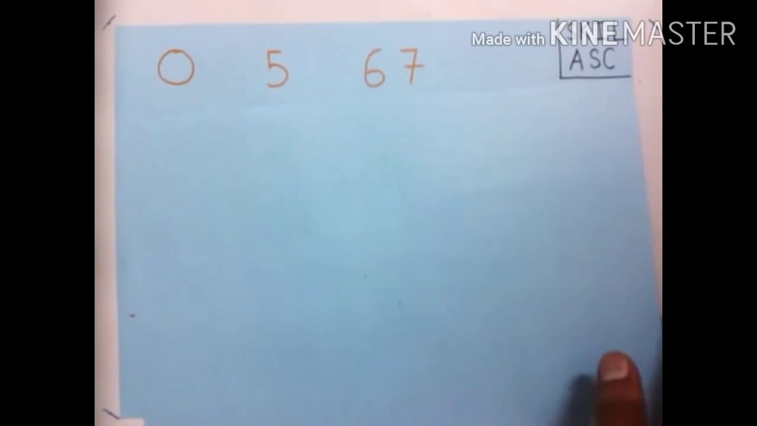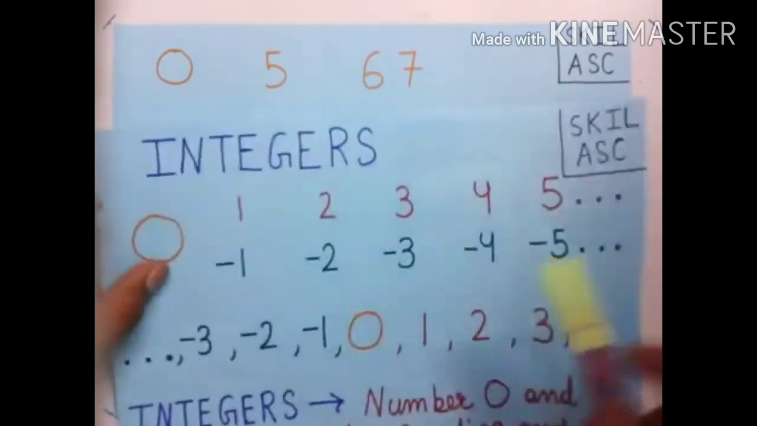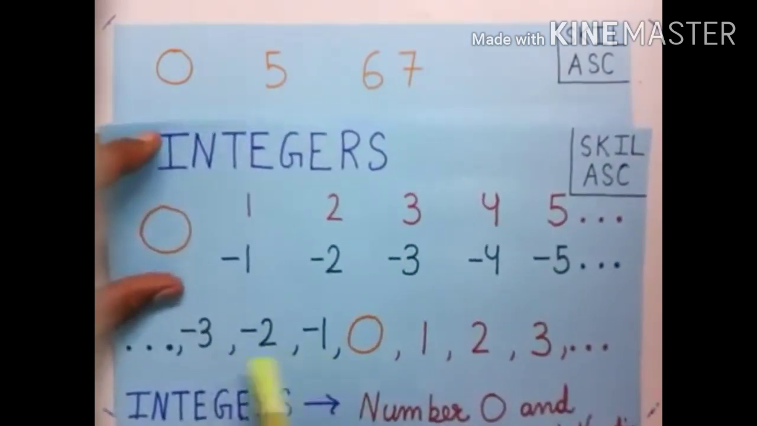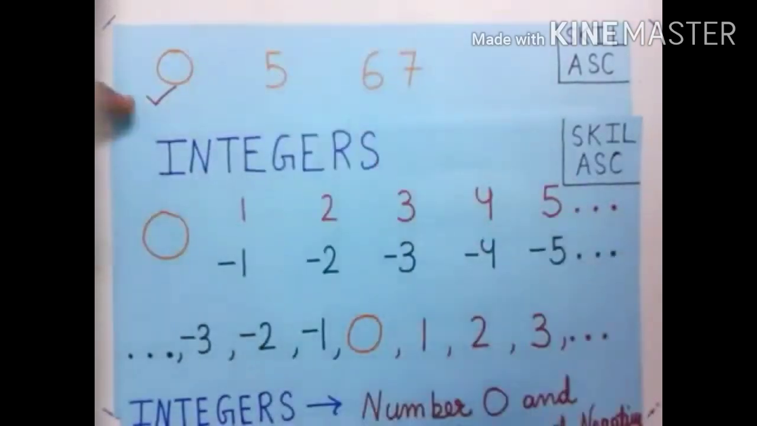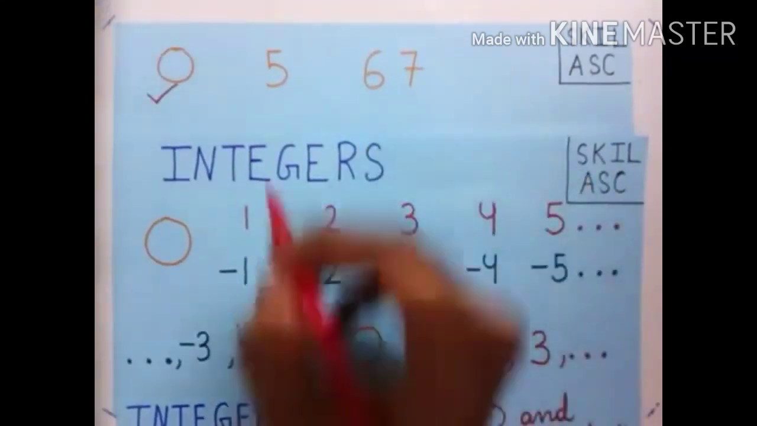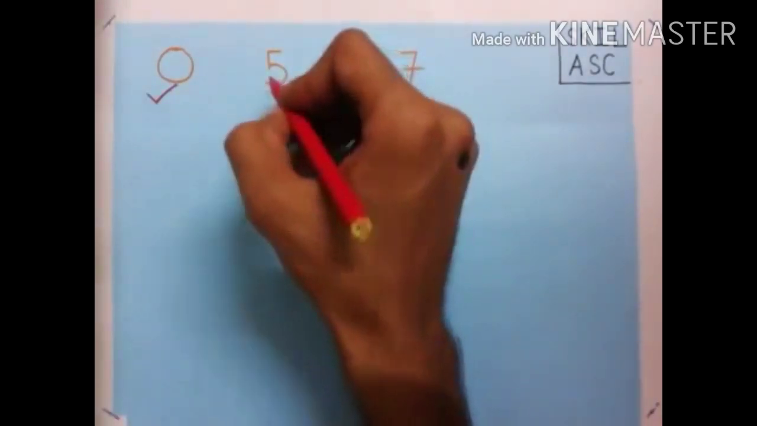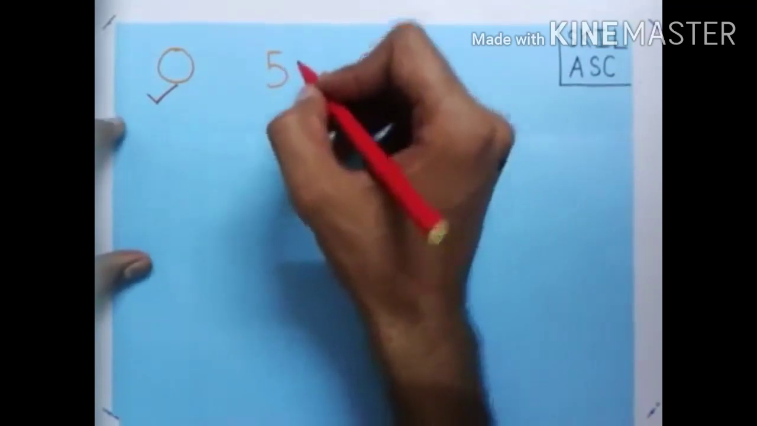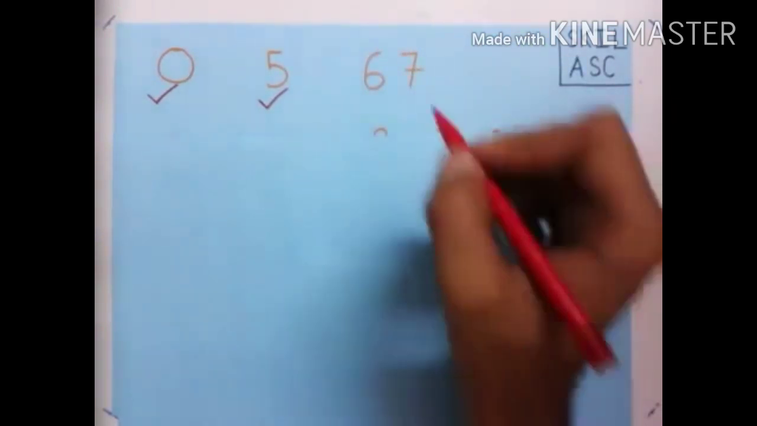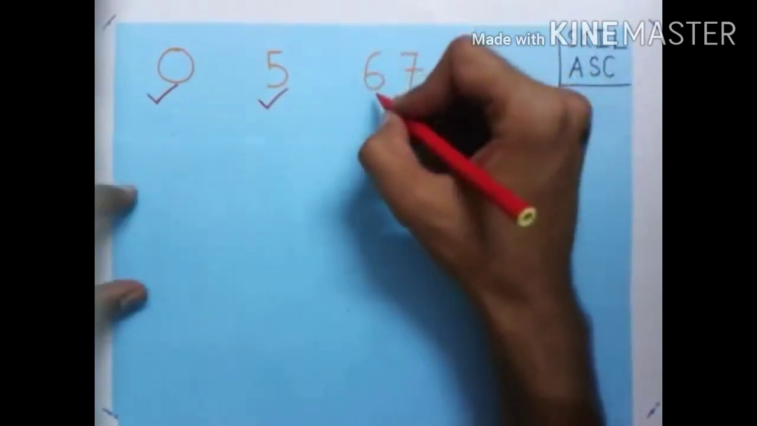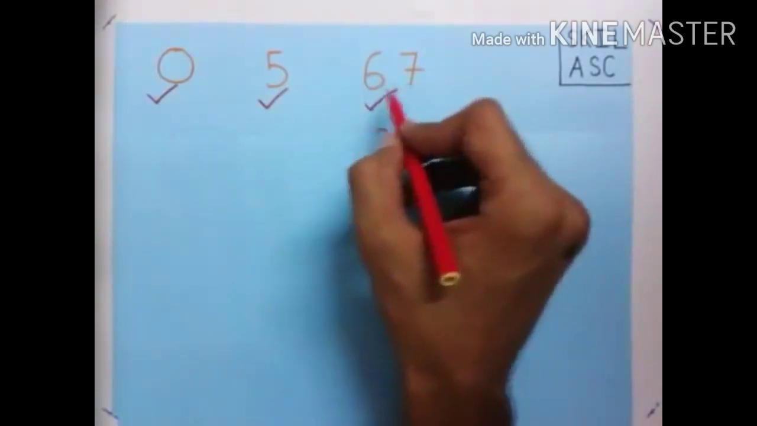The first number is 0. We have 0 in this list, and we know that all these numbers are integers. So 0 is also an integer. You see 5. 5 is used for counting. This number is used while counting, so this is also an integer. Now you see 67. This number is also used while counting. If you count as 1, 2, 3, 4, 5, 6 and so on, you will get this number.